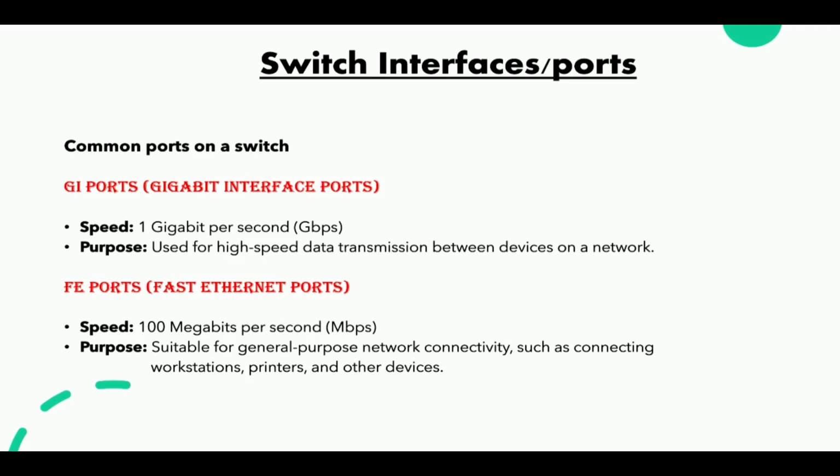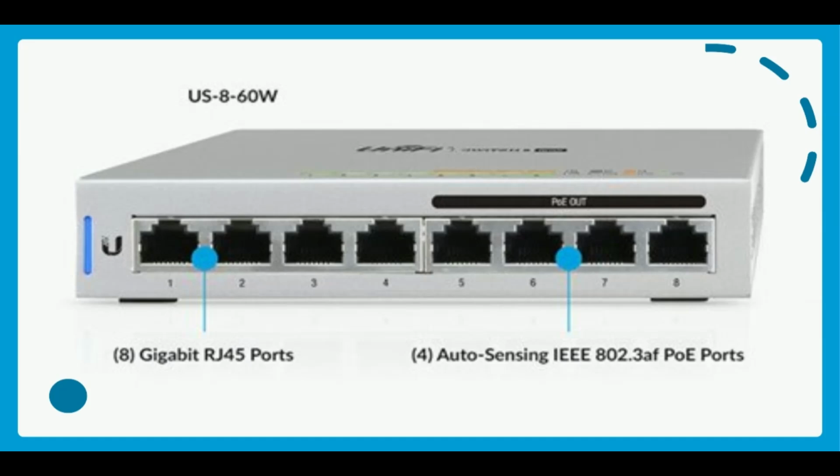FE ports, fast Ethernet ports. Speed, 100 megabits per second, Mbps. Purpose, suitable for general-purpose network connectivity, such as connecting workstations, printers, and other devices. We can see a switch with different interfaces or ports here. Usually, the interfaces are auto-negotiable.